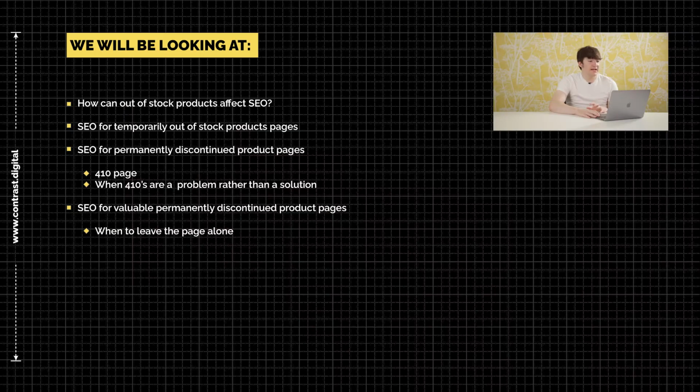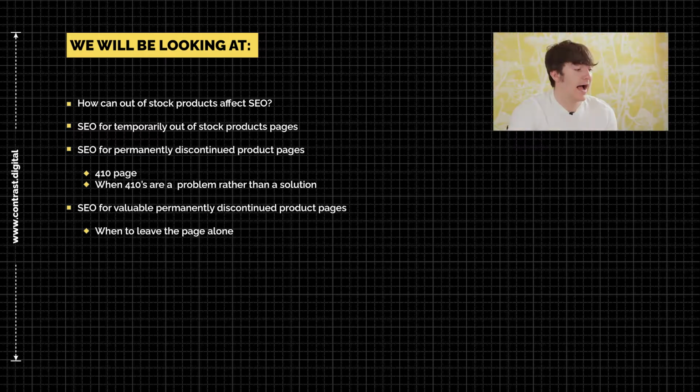So what we'll be looking at today is how out-of-stock products can affect your SEO. Then we'll dig into the two different types of this, which is temporarily out-of-stock products and also permanently discontinued product pages, the solutions to resolve these, and then again how this affects you from an SEO standpoint.